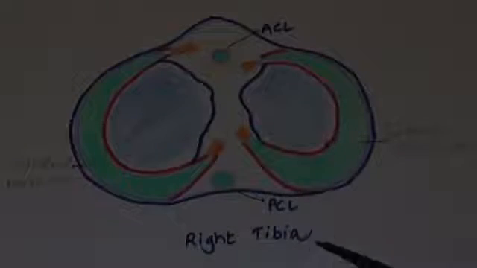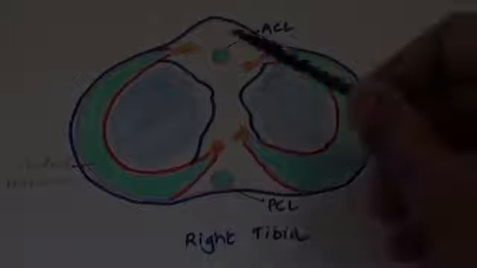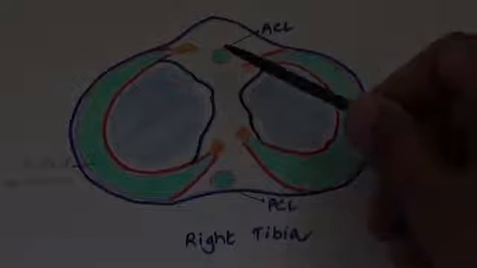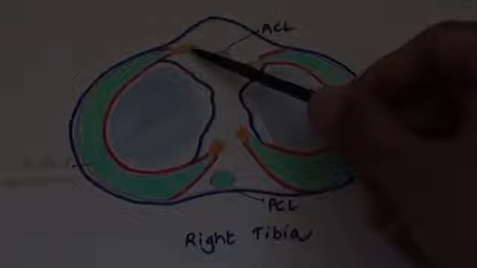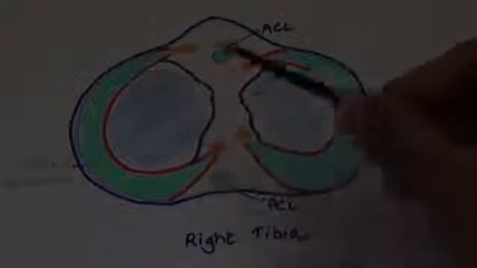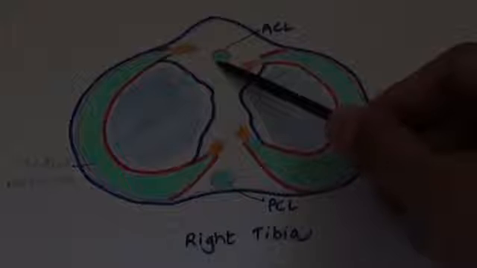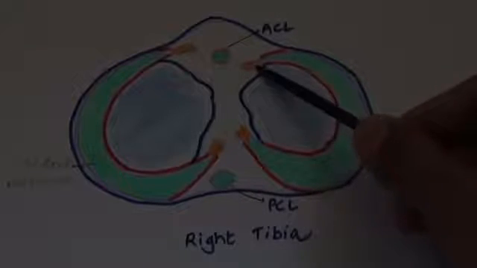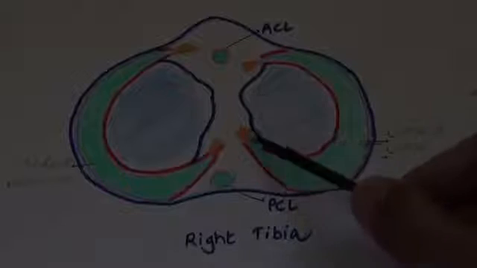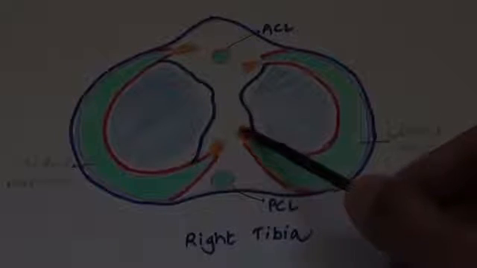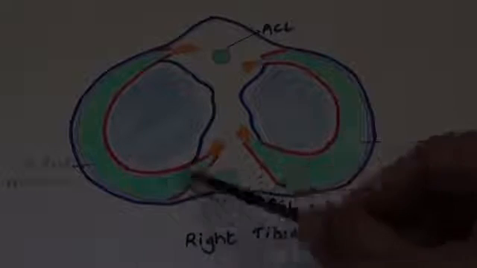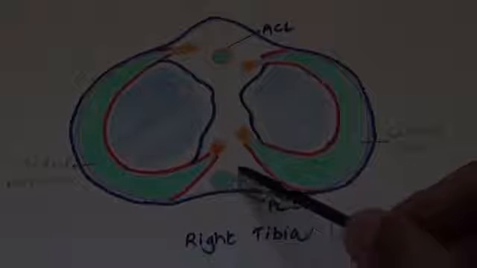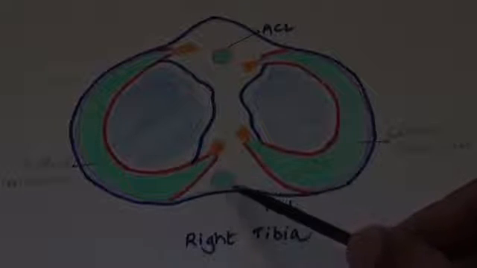Now let's see schematically attachments on the intercondylar area of right tibia. From before backward, from anterior to posterior, the intercondylar area provides attachment to six structures, namely the anterior-most is the anterior horn of medial meniscus, then comes anterior cruciate ligament, then comes anterior horn of lateral meniscus, behind to that comes posterior horn of lateral meniscus, you can see over here, then comes posterior horn of medial meniscus, and most posteriorly there is attachment of posterior cruciate ligament.